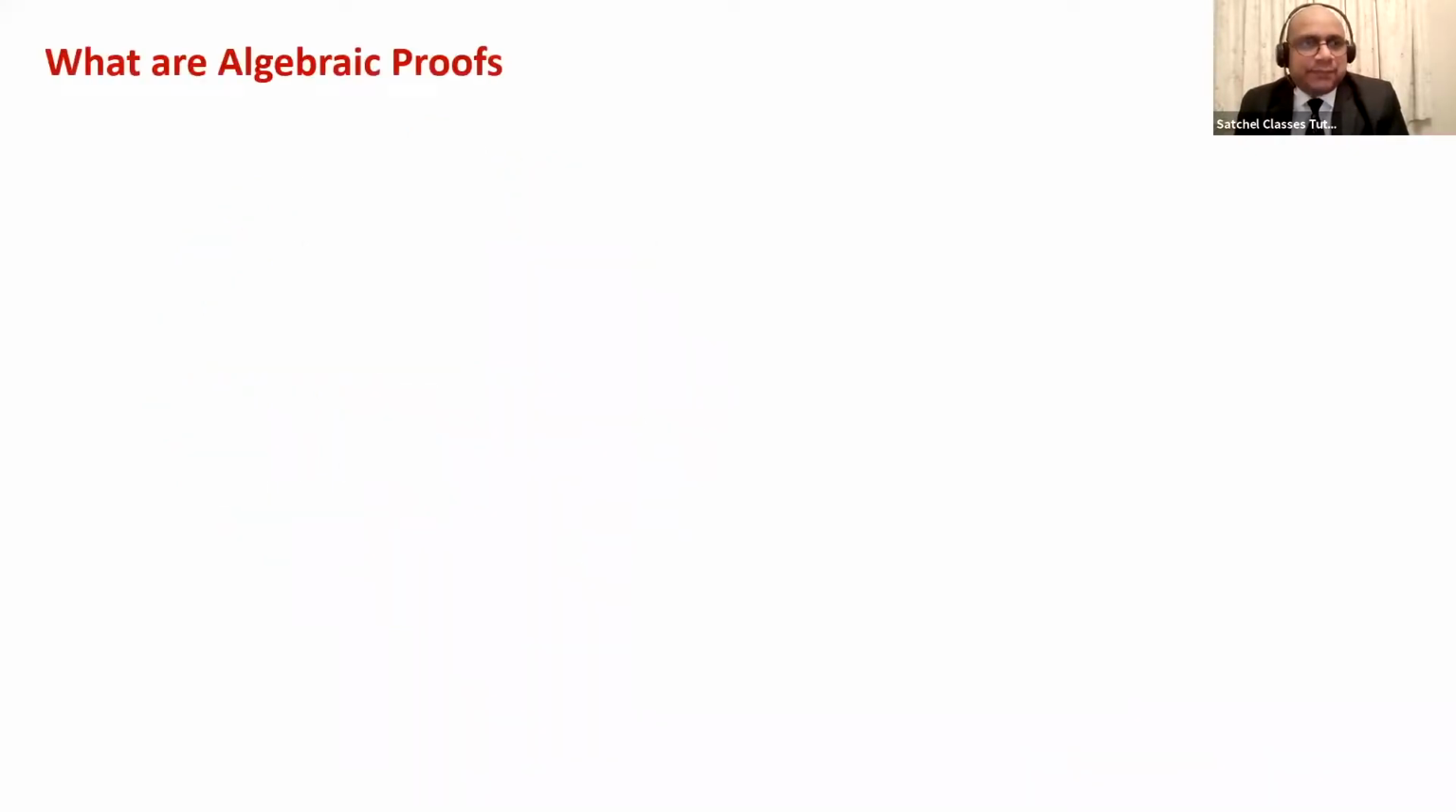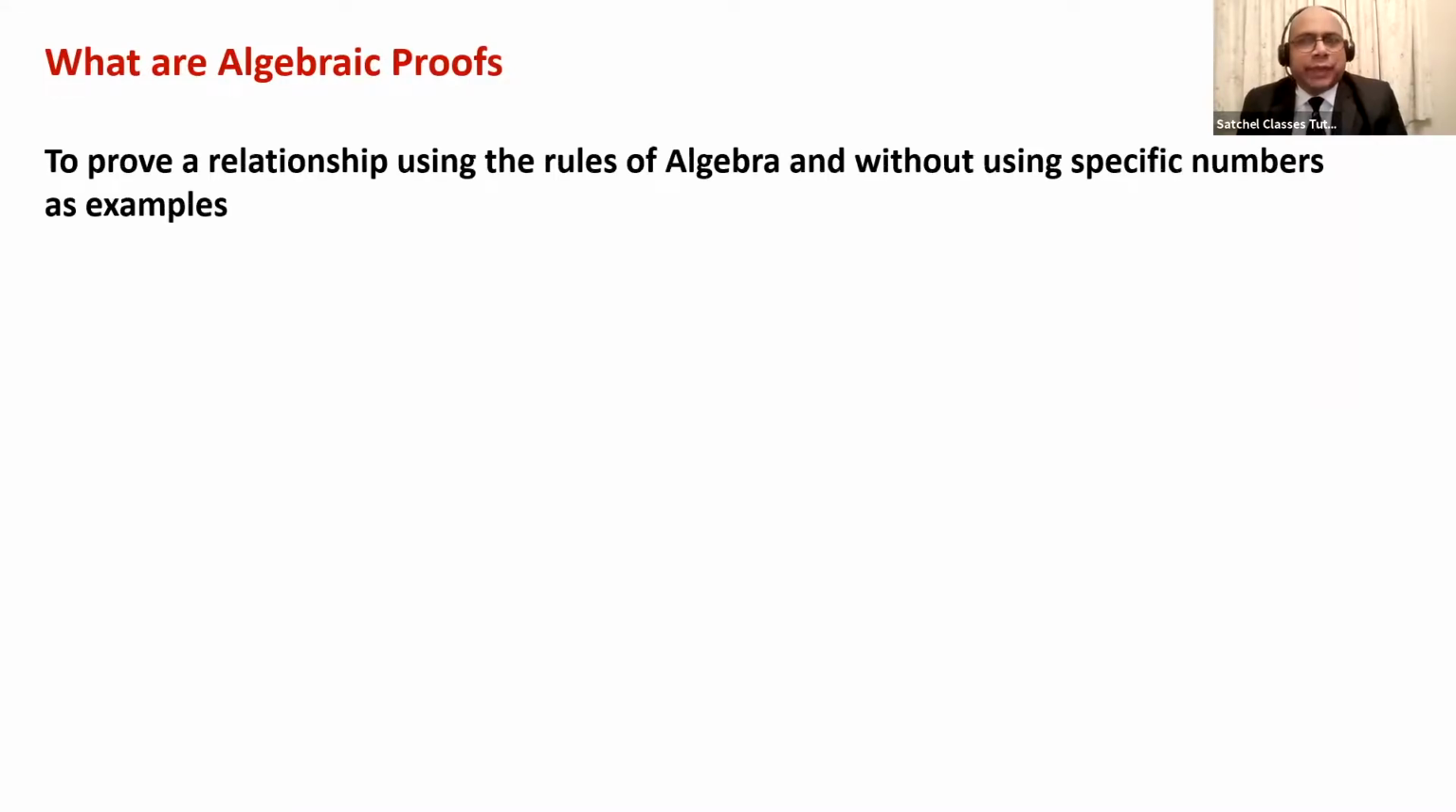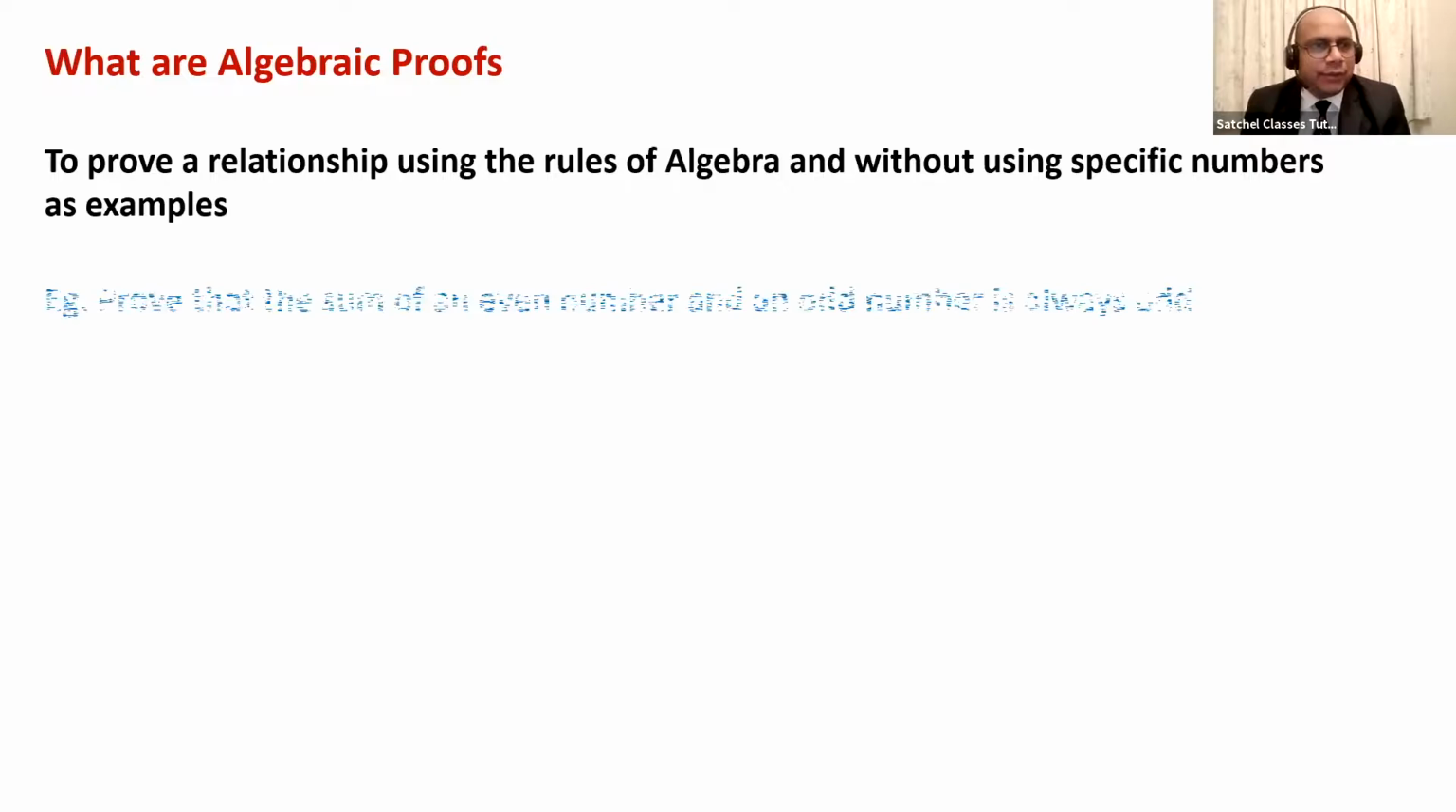Let's get started then. What are algebraic proofs? Well, to prove a mathematical relationship using the rules of algebra and without using any specific numbers as examples, which means in these proofs, you cannot use numbers as examples. We need to prove it algebraically, as a general case. Let me give you an example.